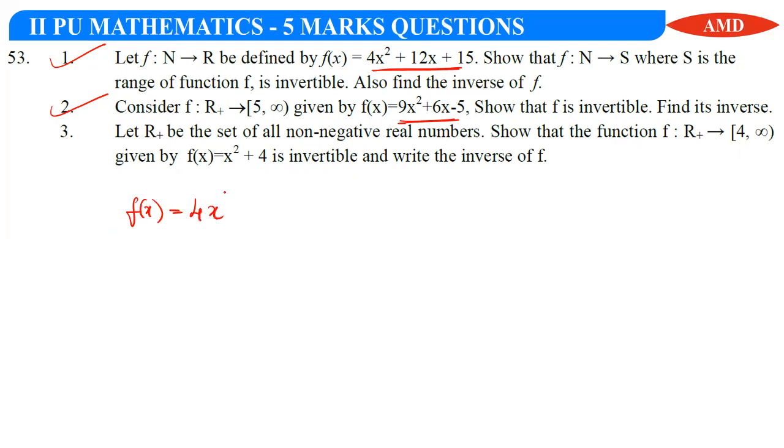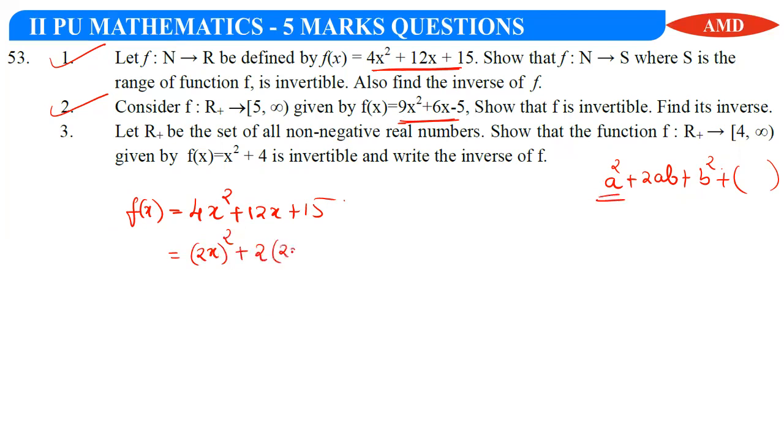Let us say 4x square plus 12x plus 5 is given. So first what you should be writing is, try to express this given expression in the form of a square plus 2ab plus b square. If there is something extra, you could write that at the end. So first I'll write this as 2x whole square, which is nothing but a square, plus 2 times a, which is nothing but 2x for us.